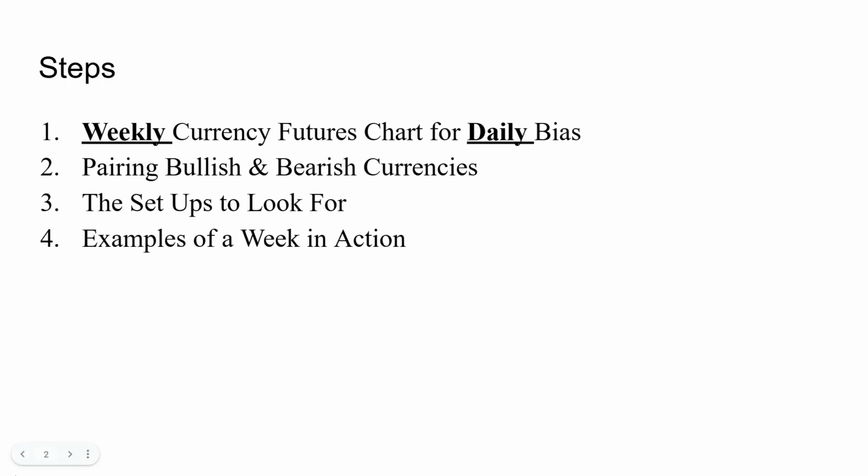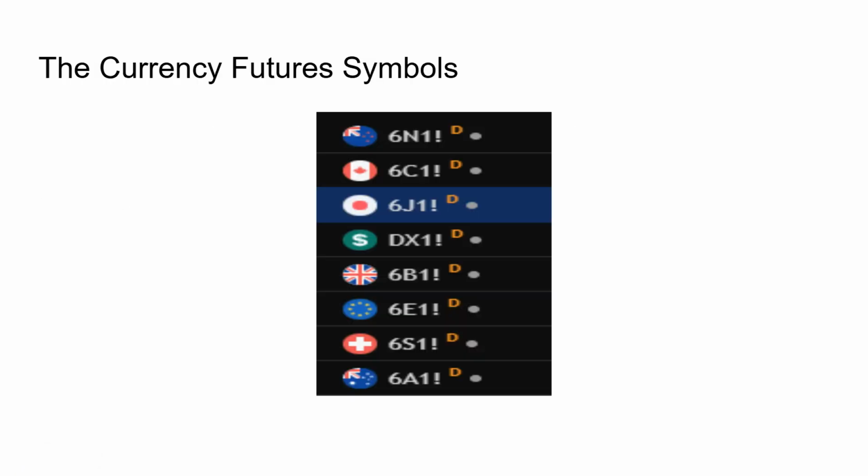First, we're going to use the weekly currency futures chart for daily bias. We're then going to pair bullish and bearish currencies based on those futures charts. I'm going to show you the setups to look for and then show you a few examples of a week in action. So these are the currency futures symbols on TradingView.